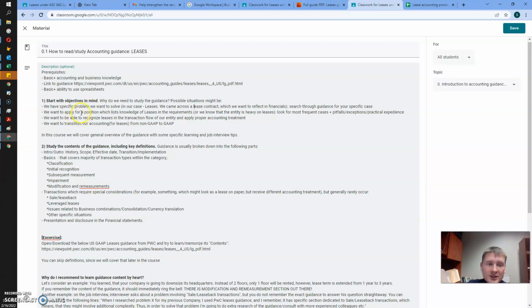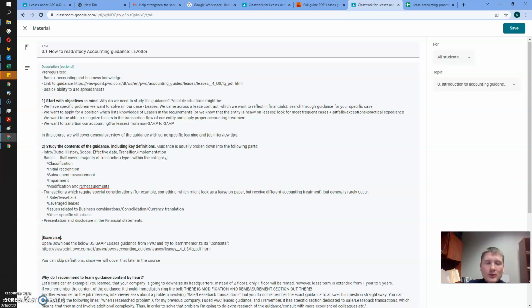want to apply to a position which lists knowledge of leases in the requirements. In that case, we want to know more about leases, we want to learn as much as we can, and we also want to look into some specific situations, into some pitfalls, exceptions. If our interviewer is an experienced person, they might want to ask some very tricky questions about leases.